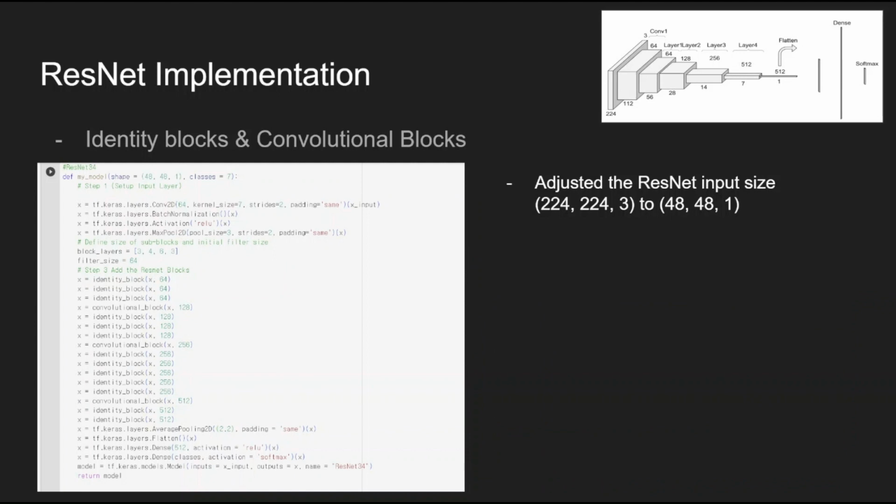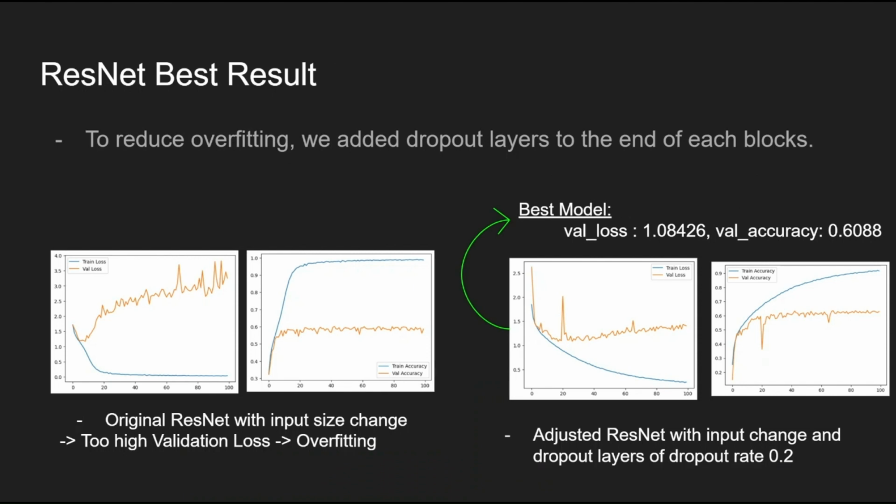This is the code that we made with identity blocks and convolution blocks. The original ResNet input takes 224 by 224 images with three color channels, but to adjust this shape to our grayscale dataset, we changed the input size to 48 by 48 and reduced the number of channels to 1. Here are the results. Original ResNets have no dropout layers.